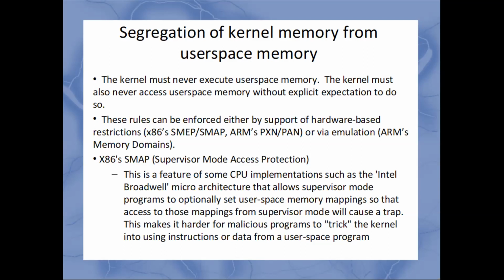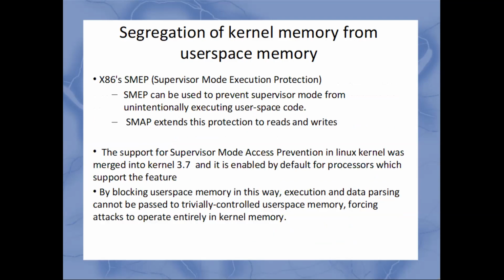Let's look at the hardware support for x86. x86 provides this feature as Supervisor Mode Access Protection. This is a feature on some CPU implementations, such as the Intel Broadwell microarchitecture, that allows a supervisor mode program to optionally set user memory mappings so that access to those mappings from supervisor mode will cause a trap. This makes it harder for a malicious program to trick the kernel into using instructions or data from user space programs.